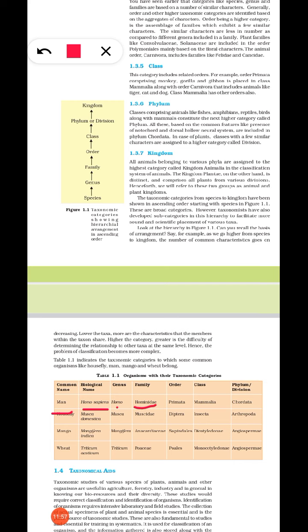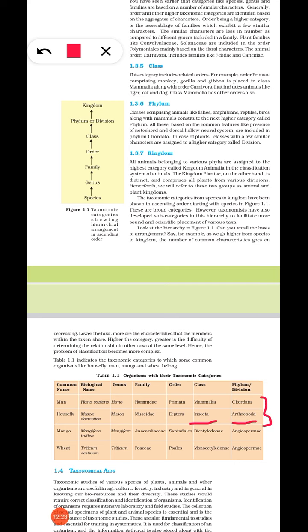Okay, the next one is housefly, Musca domestica. Musca is the genus. Muscidae is the family. Diptera is the order. Class is Insecta, and the phylum is Arthropoda. So these chordates and arthropods belong to the same kingdom. What is that kingdom? Animalia.